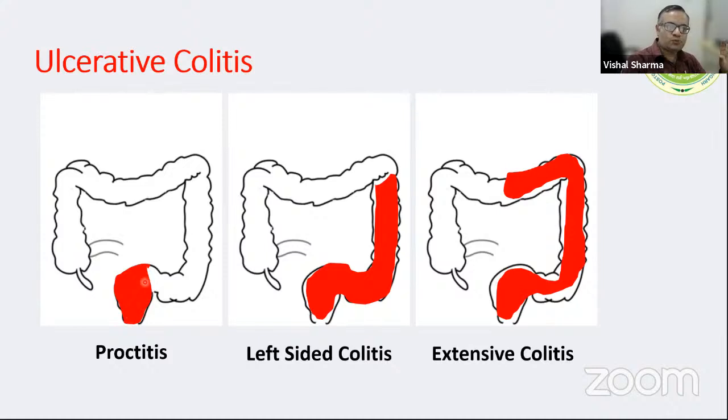It is a diffuse process. So once it starts, till the extent that it involves, it is a diffuse involvement. There are no skip areas or areas where there is no involvement. So that is the classical description of ulcerative colitis. And as the name says, colitis, so it involves only the colon, right?